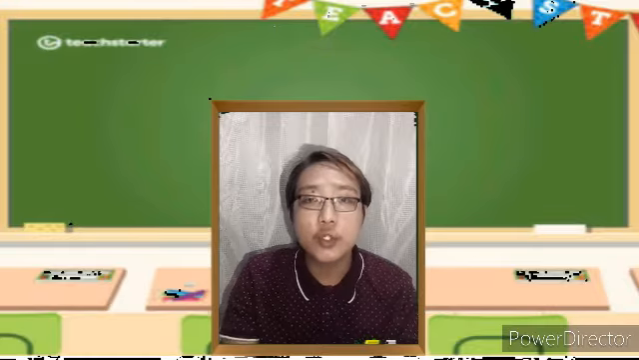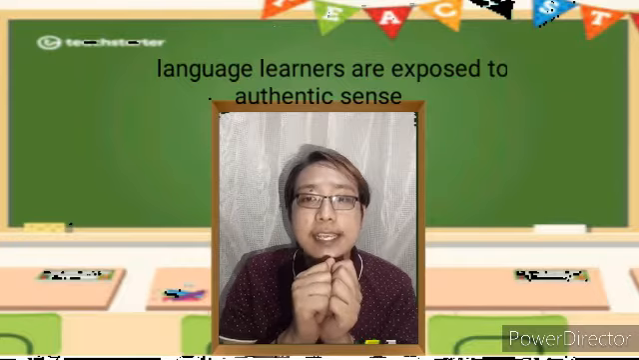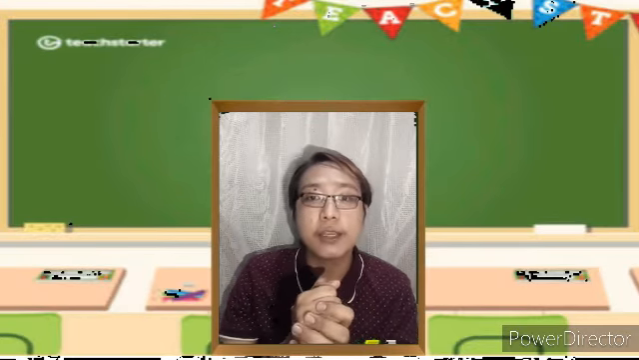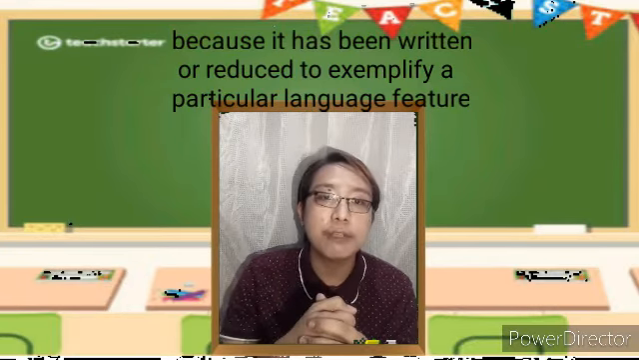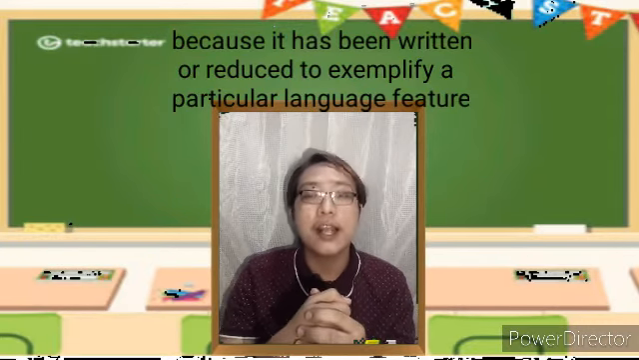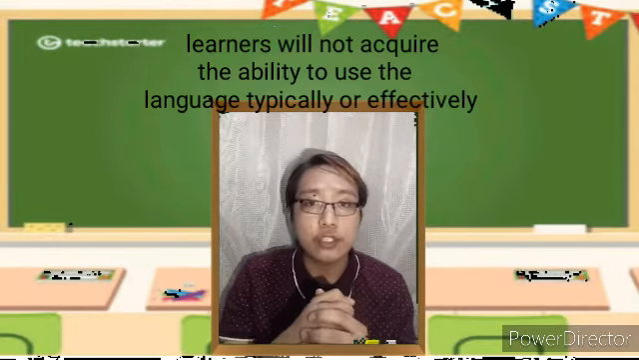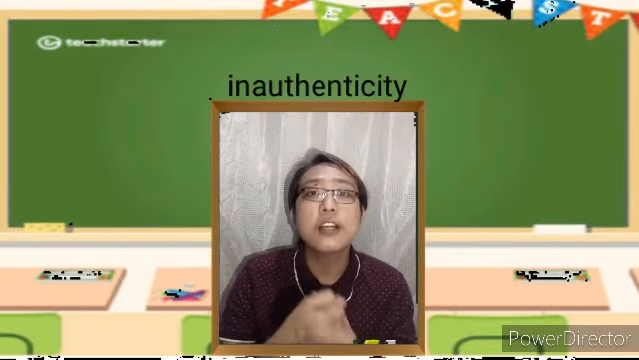Second, we must make sure that the language the learners are exposed to is authentic, in the sense that it represents how language is typically used. If language is unauthentic because it has been written or spoken or reduced to simplify a particular language feature, then the learners will not be able to acquire the ability to use the language typically or effectively because of the inauthenticity.